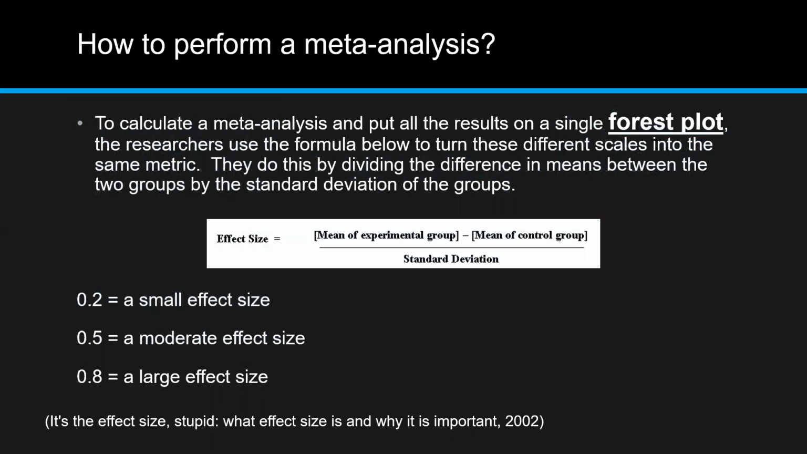This is the formula to calculate an effect size. Don't get too caught up in this, but the main thing is the larger the effect size, the greater or the stronger the intervention worked or produced an outcome. The values are shown in a forest plot. I'll show you one of those.